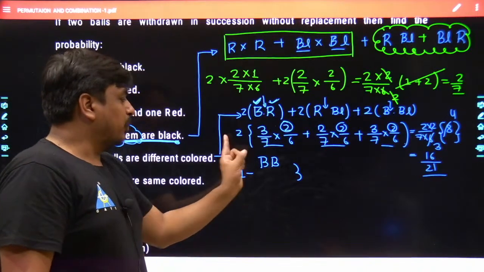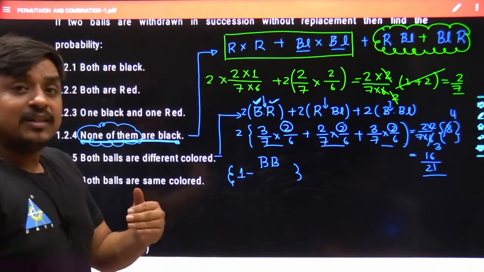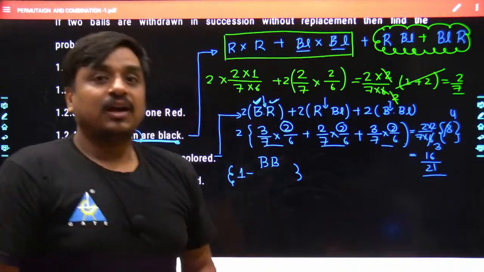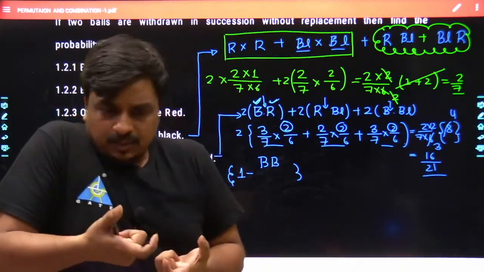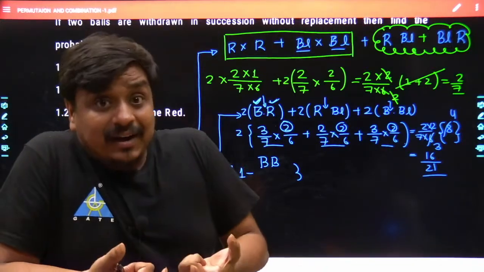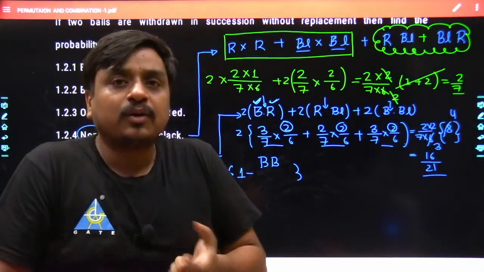1 minus both have been black. What does that mean? That means both have not been black. If both have not been black, what does that mean? That means both could be red, both could be blue. They could be black and red. They can be blue and black. Could you understand what I am saying?